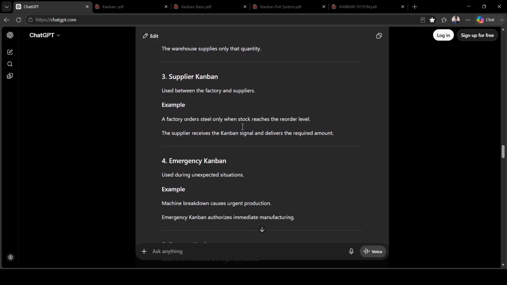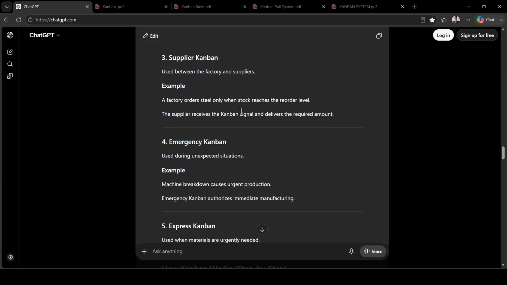Then supplier Kanban, used between the factory and supplier. Example, a factory orders steel only when their stock reaches the reorder level. The supplier receives the Kanban signal and delivers the required amount.